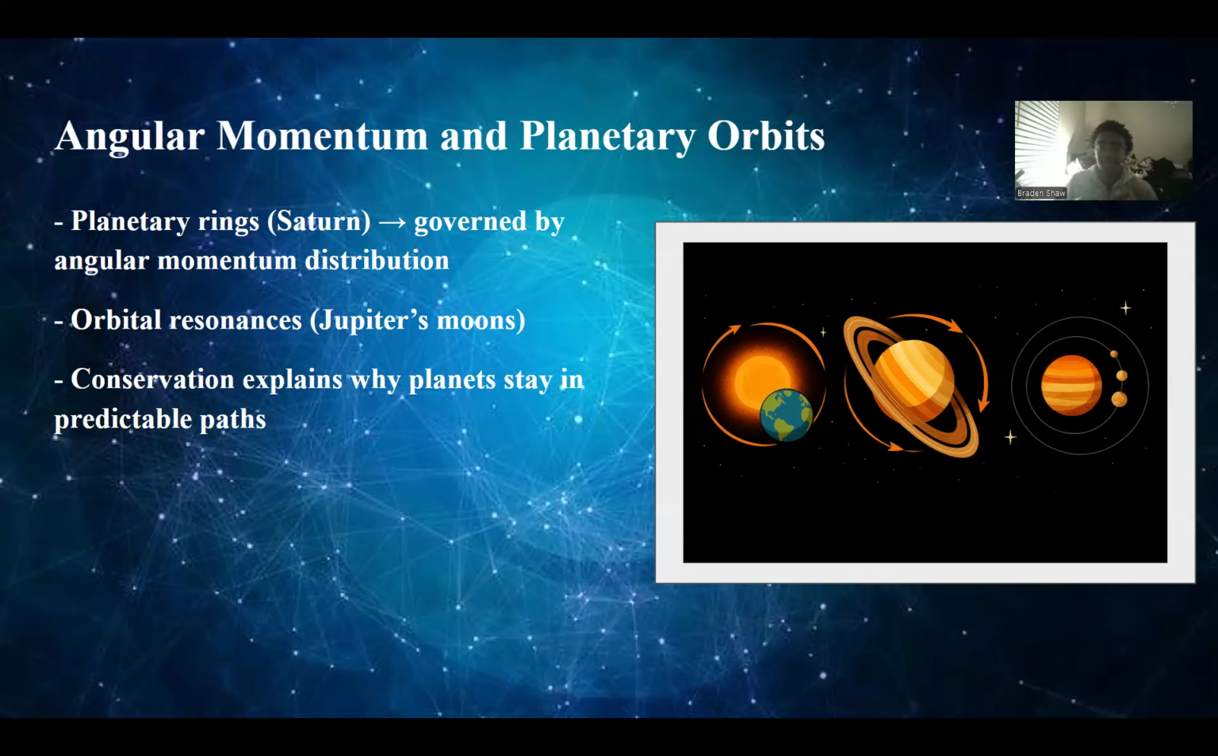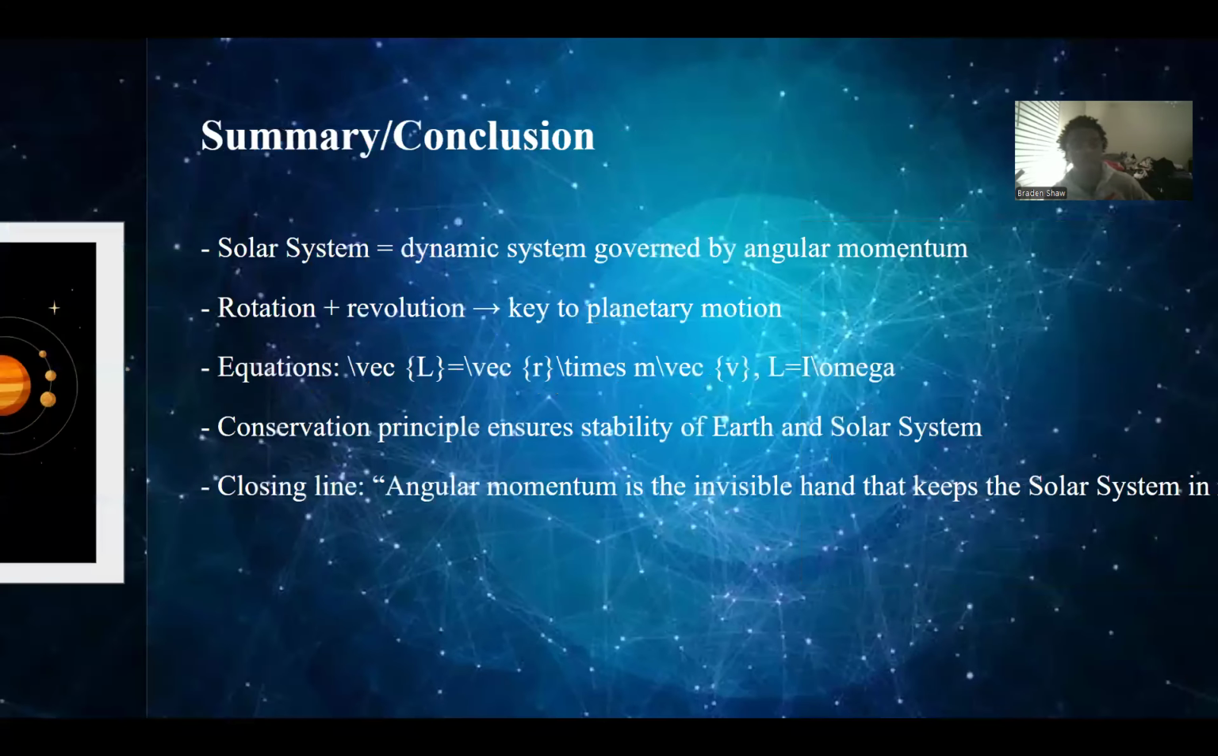On a larger scale, this principle explains why planets will follow a predictable path around the sun, as long as external forces do not significantly disrupt the system. Planets continue moving in stable orbits thanks to the conservation of angular momentum. And now for our last slide.